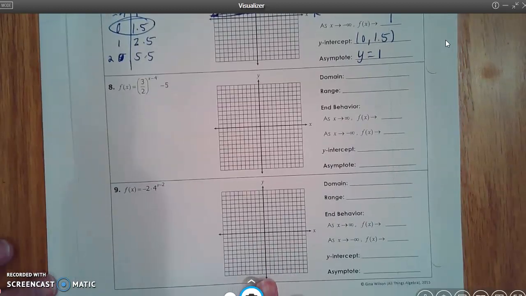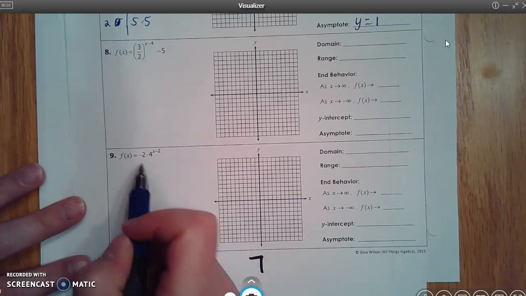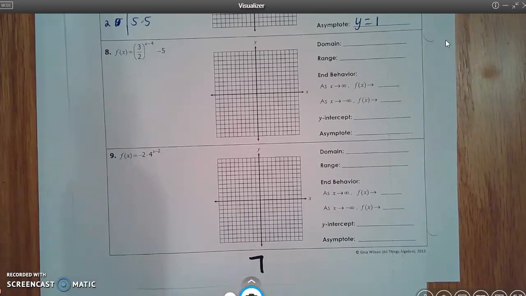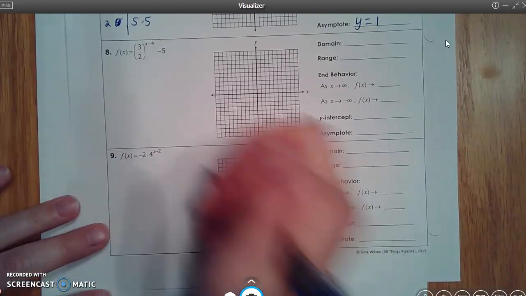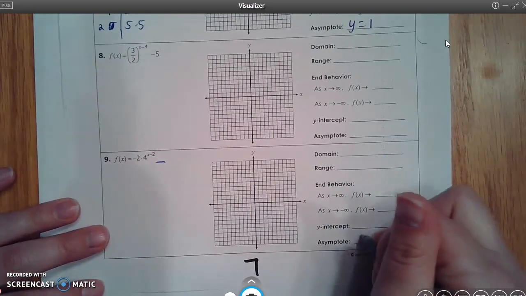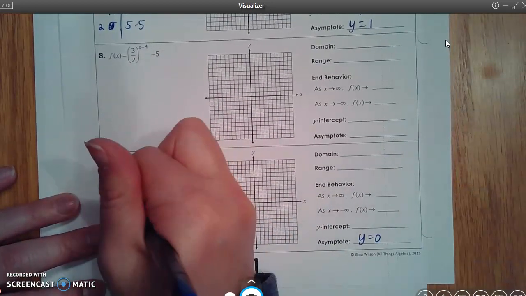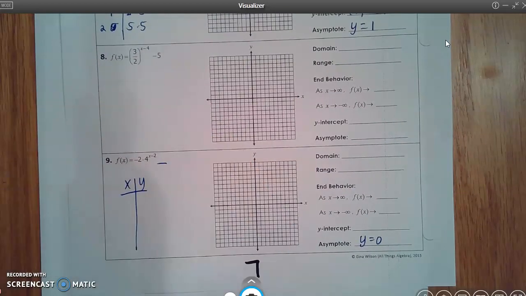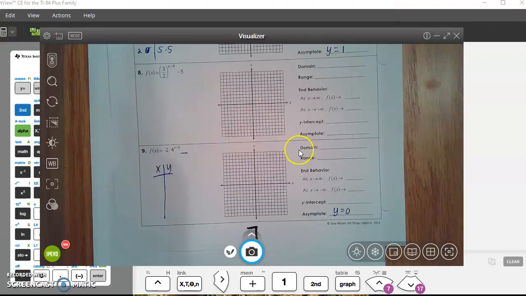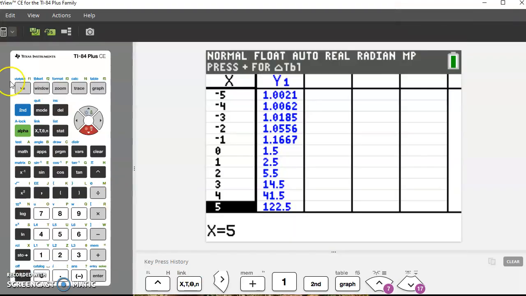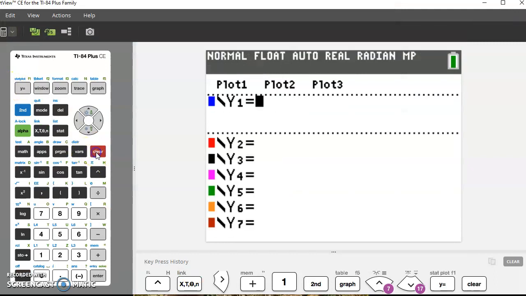Okay, so I'm going to skip 8, but I'm going to look at number 9 because number 9 has this negative sign right here, and I just want to make sure we understand what we're doing. Okay, so on this one, there's no number that you're adding or subtracting. That means my asymptote's at 0. Let's go back to our calculator. Okay, so in the calculator, go to y equals, clear out anything that's in there.